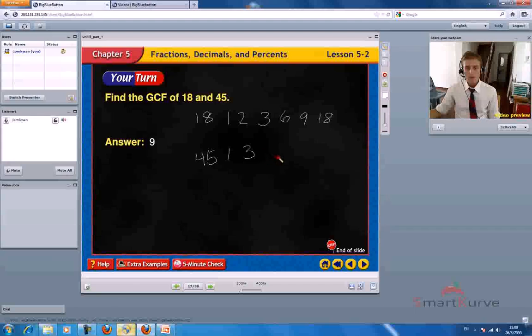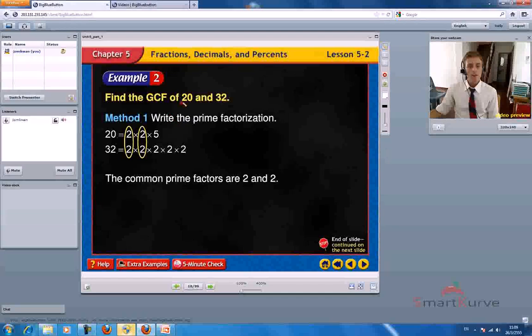45 is divisible by 3, 9, 15, and 45. Look for the numbers that are the same: 1, 3, 9. That's it. The greatest common factor is 9. The largest number they both have is 9.